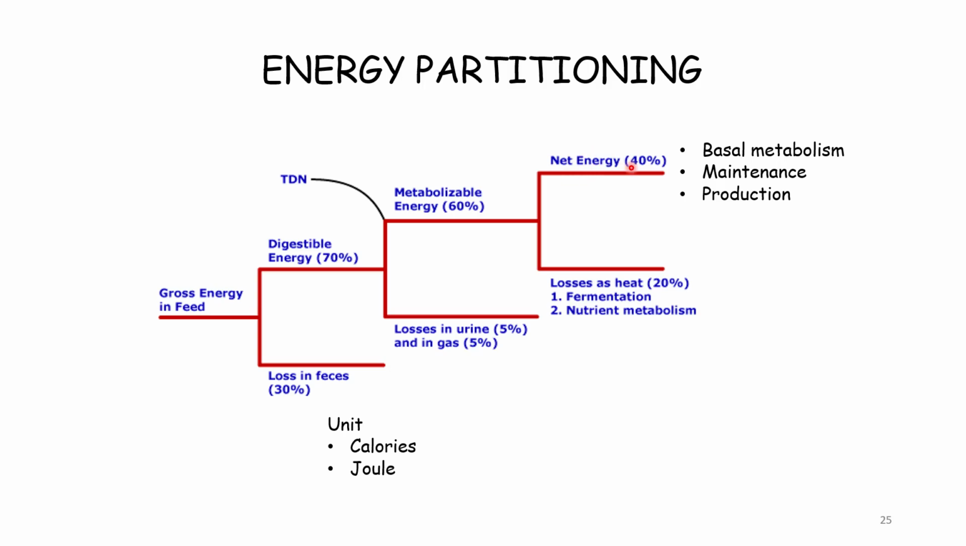This net energy is used for maintenance of the body, and also for production for meat purposes and for milk production. So only about 40% of the energy at the end can be used by the animal. The other 60% is lost along the way.